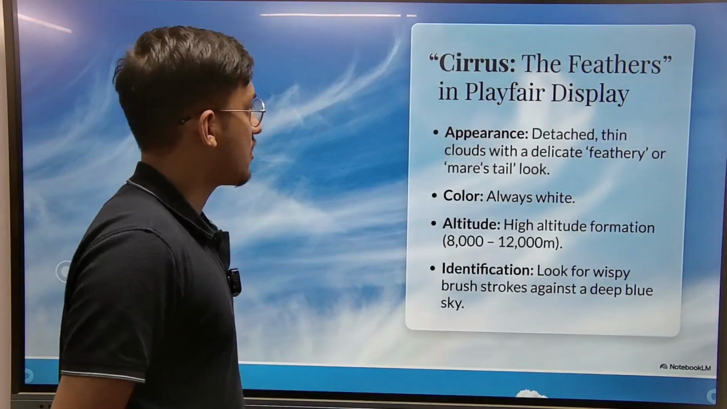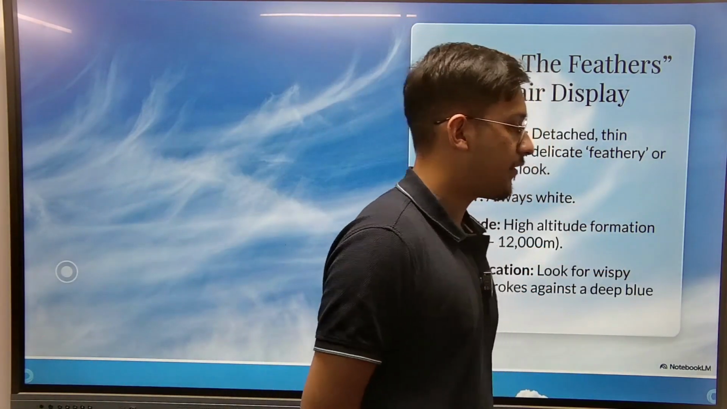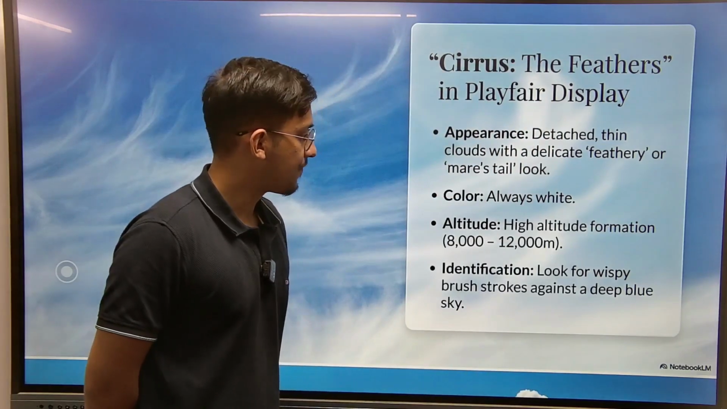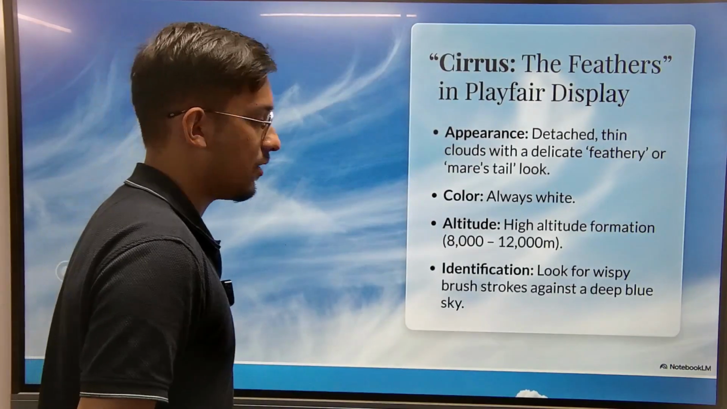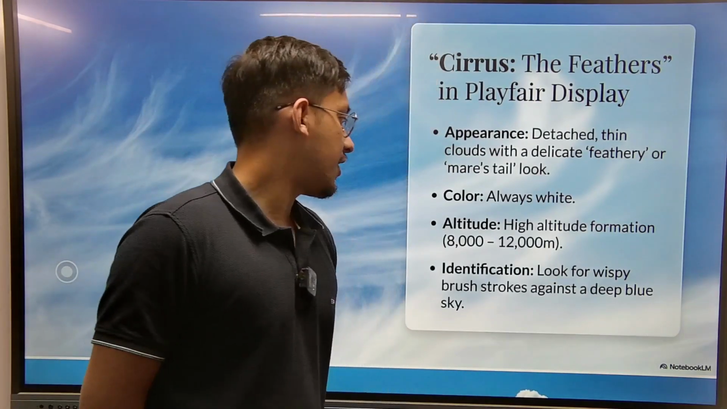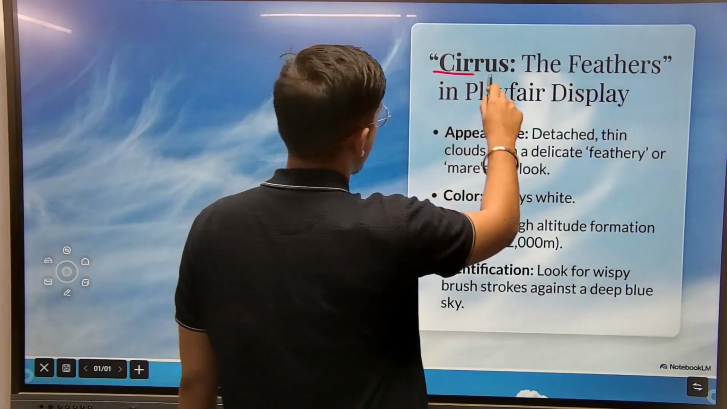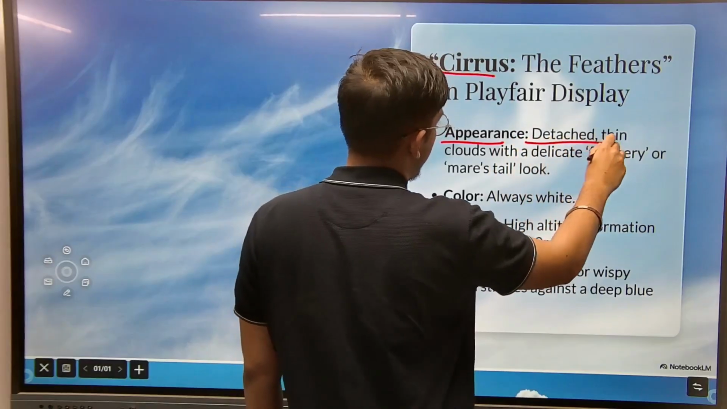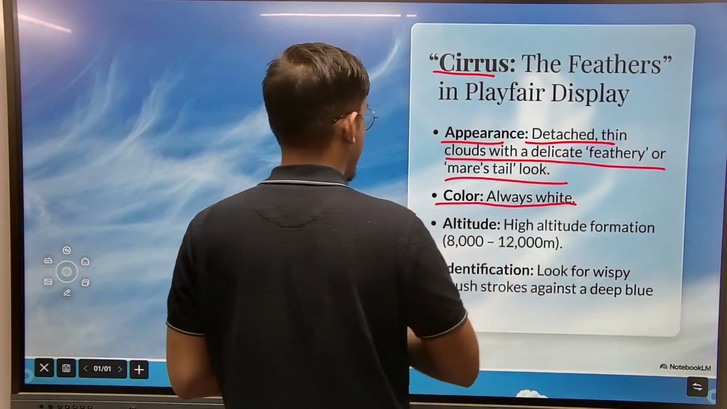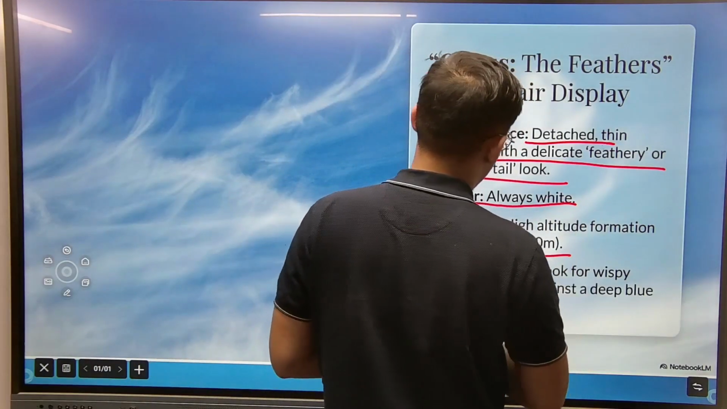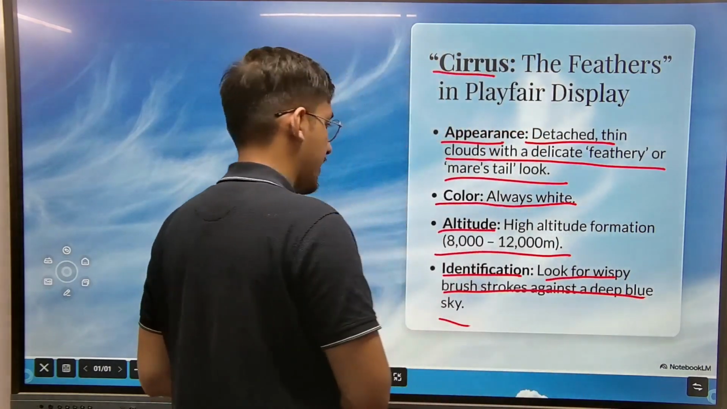Now we come on to the features of cirrus. Cirrus appears as detached thin clouds with a delicate feathery or mare's tail look. Its color is always white. Altitude is high, formation from 8,000 to 12,000 meters. Identification: it looks like brush strokes against the deep blue sky, right?